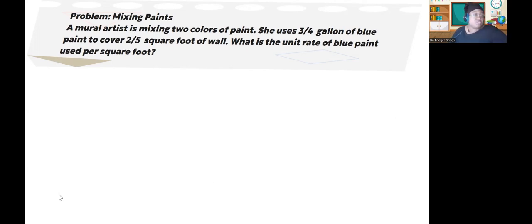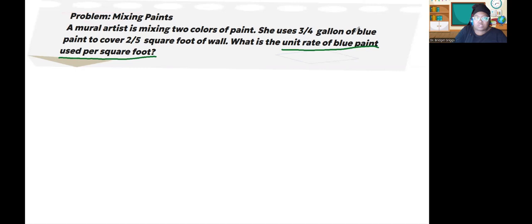So when we think about ratios, the order is very important, and then making sure that we are setting it up in the right way. And we can also think about ratios the same way we think about fractions, because that's another way we can write a ratio. So in this case, we have the unit rate of blue paint used per square foot. So that means unit rate of blue paint is first, divided by the square footage.